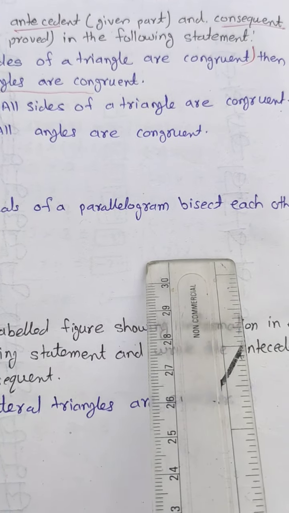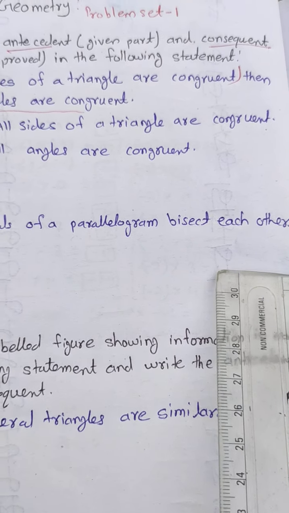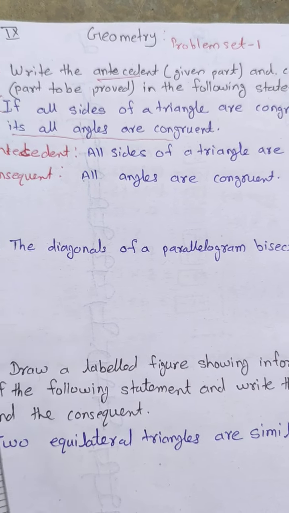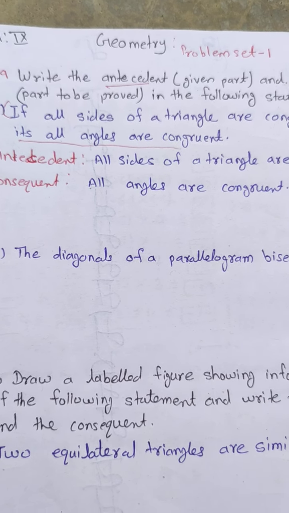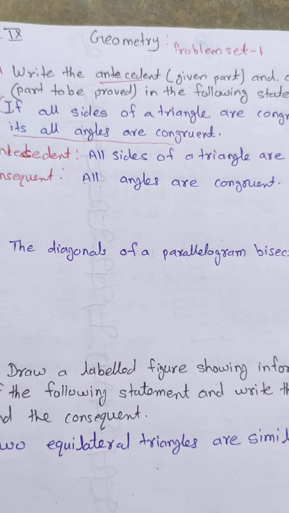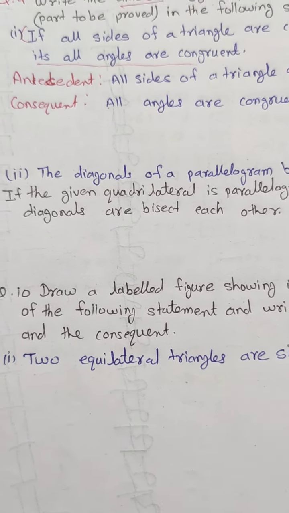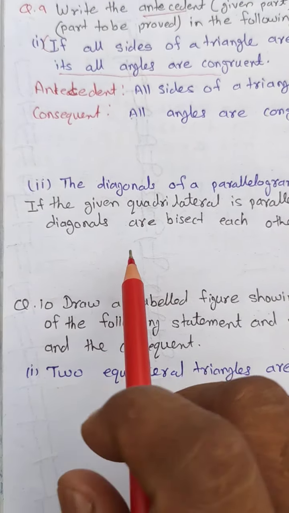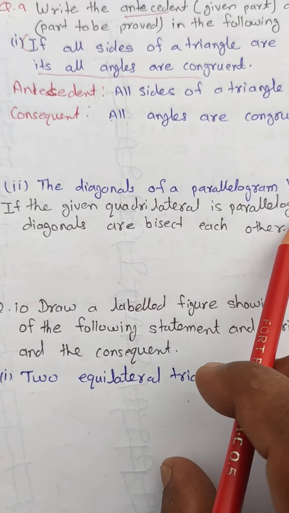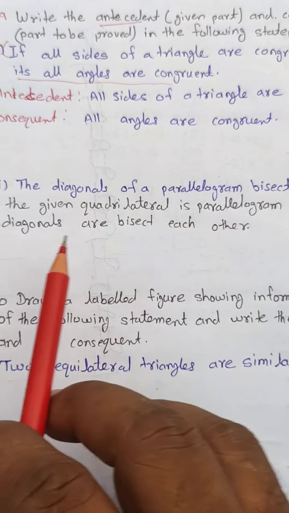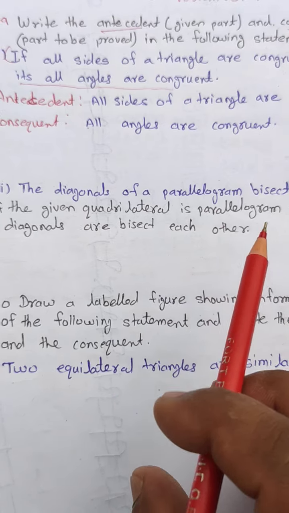The diagonals of a parallelogram bisect each other. So for this statement, first we have to write it in conditional form, then it's the answer. So let me write and show you. See here, I am writing the conditional statement. If the quadrilateral is a parallelogram, then its diagonals bisect each other.